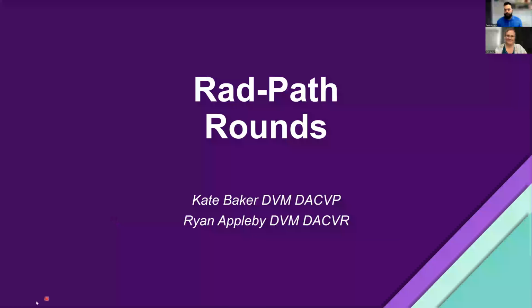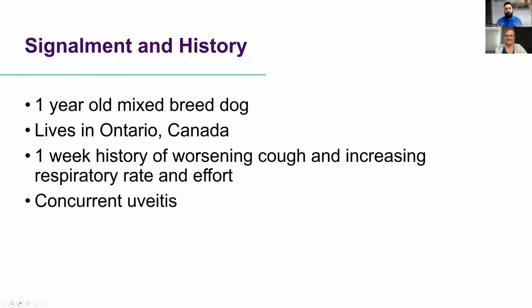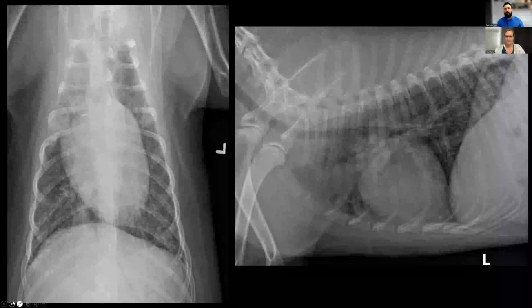For this very first case, we thought we would go through a presentation of a 1-year-old mixed breed dog who lives in Ontario, Canada, who's presenting for a 1-week history of worsening cough and increasing respiratory rate and effort. This patient also has concurrent uveitis. Because of that increasing respiratory rate and effort, we took radiographs as part of the baseline diagnostic for this patient. So these are those radiographs.